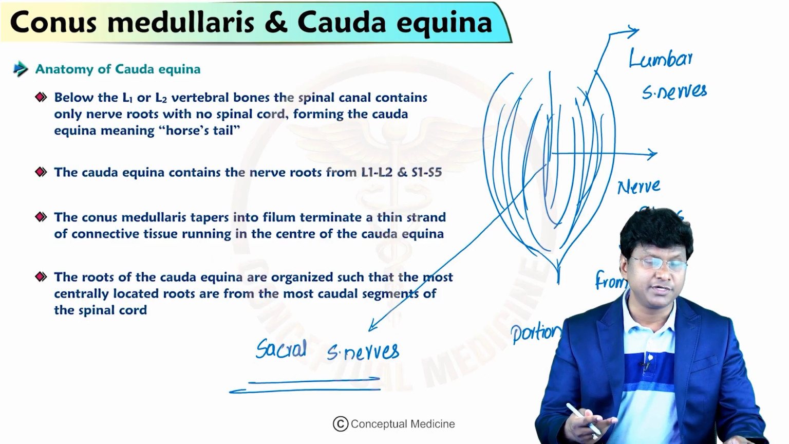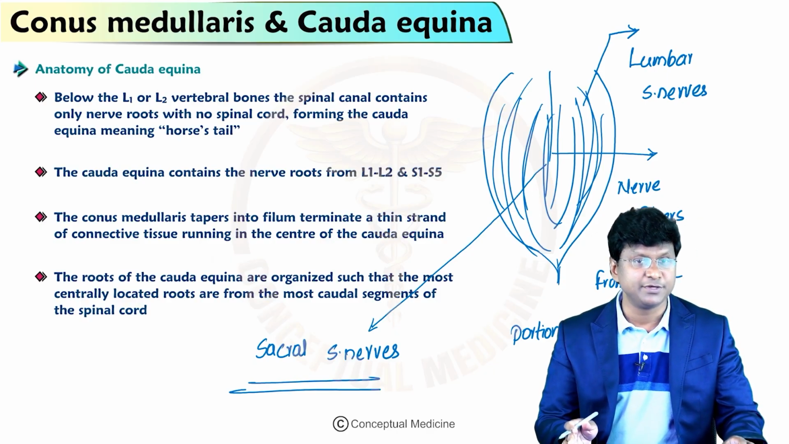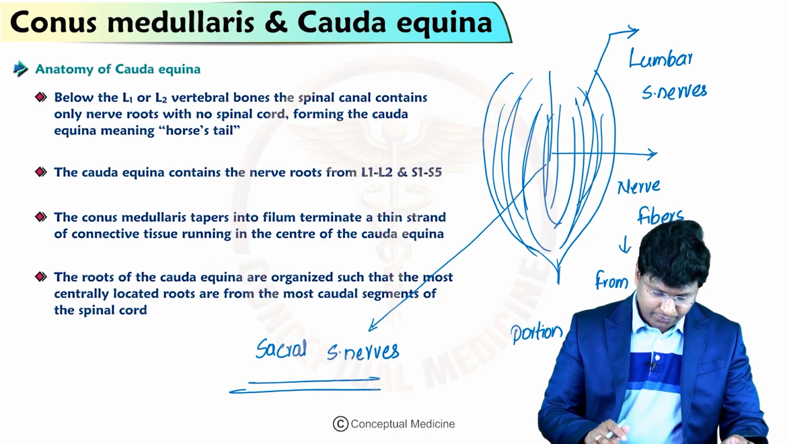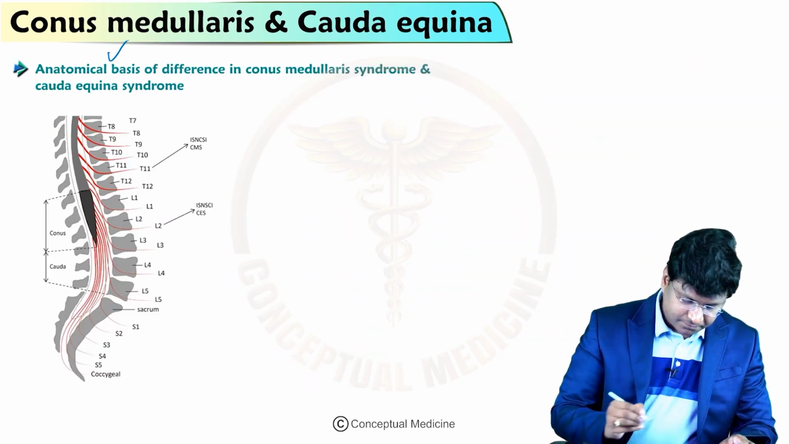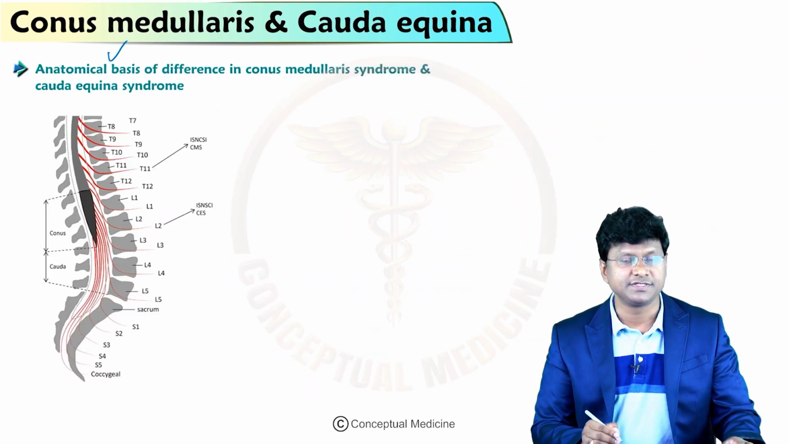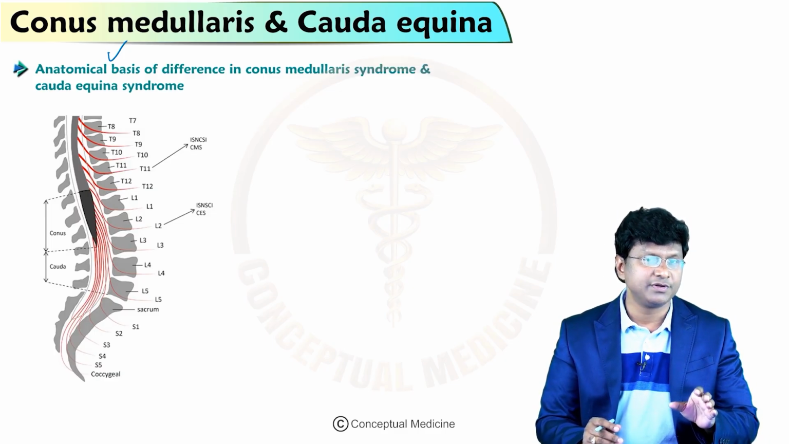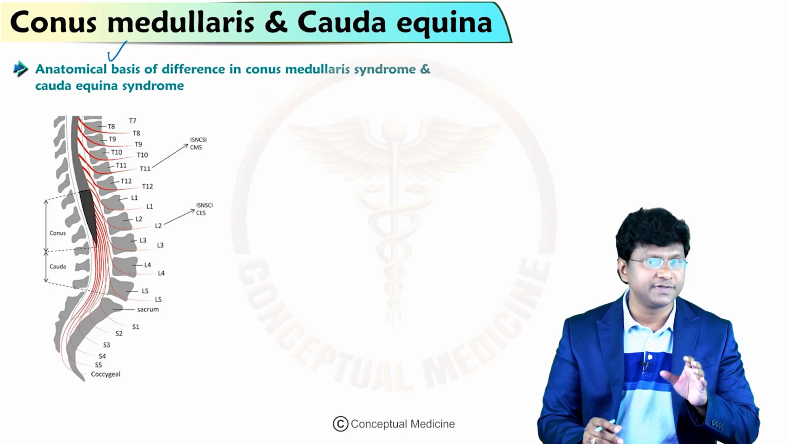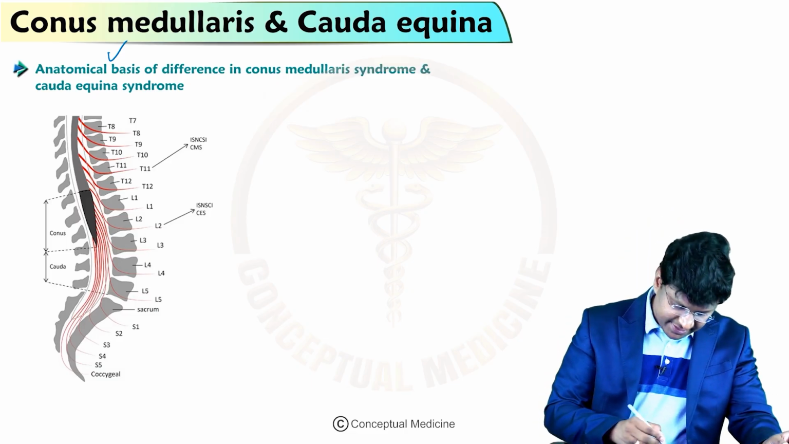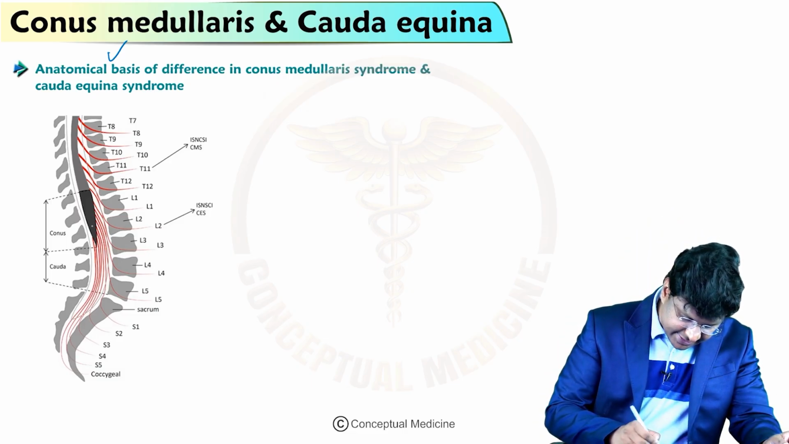Why is it very important to know? I'll explain you. This is very, very important. Now, if you take the anatomical basis of difference in conus medullaris and Cauda Equina, remember that conus medullaris is the distalmost part of the spinal cord. That means, what does this conus medullaris contain?